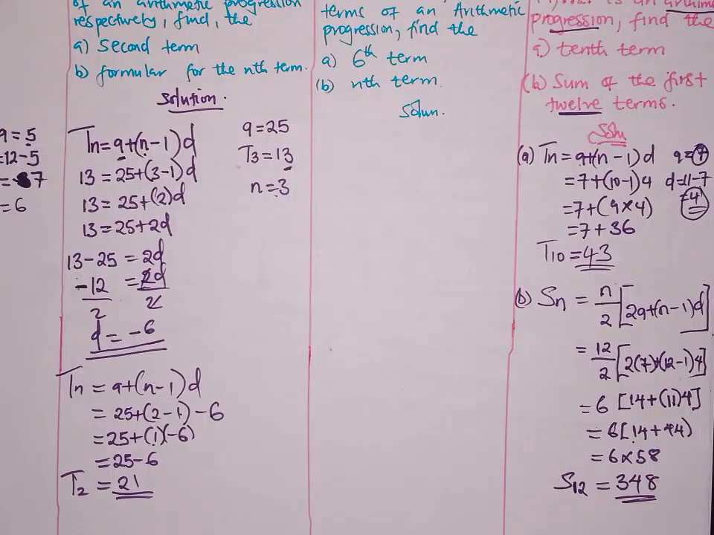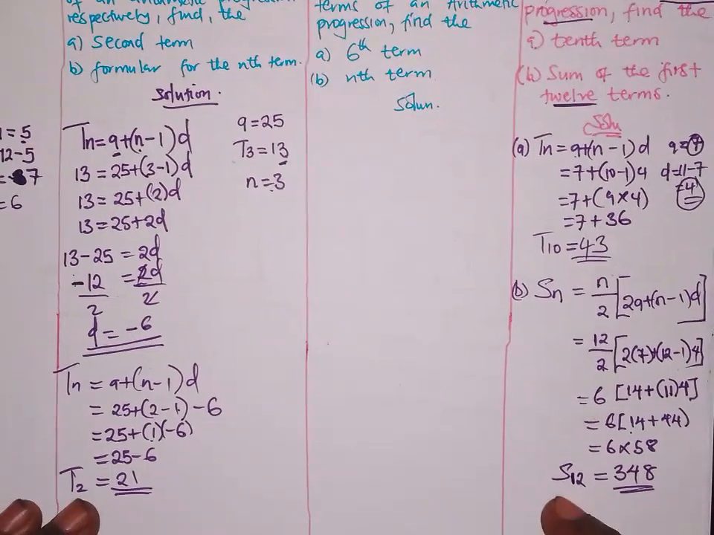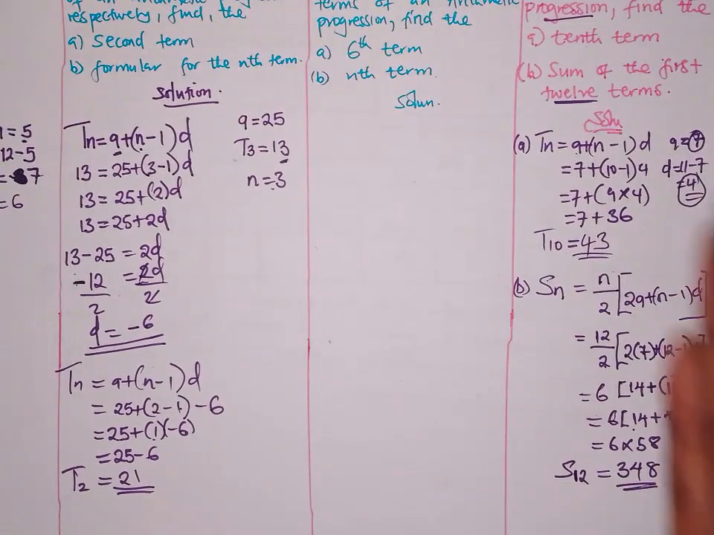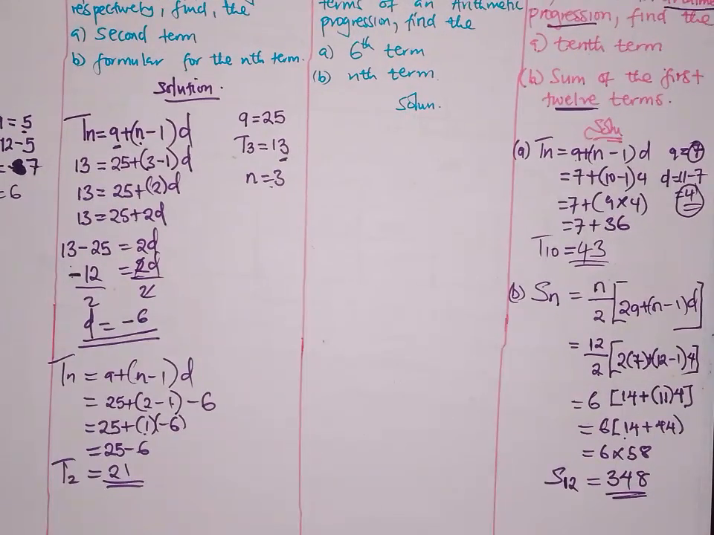So this is where the topic of arithmetic progression ends. This is paper 1. In the next video we are going to look at the geometric progression, which is the series and sequence for paper 2.